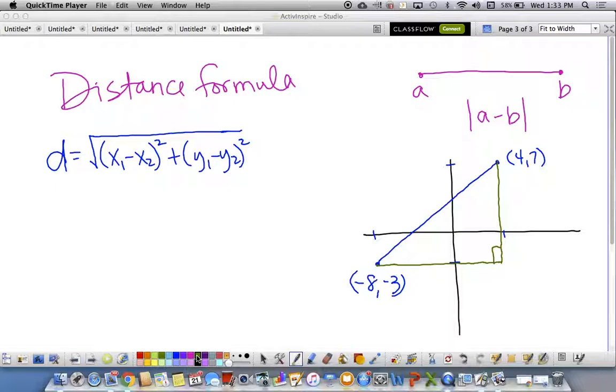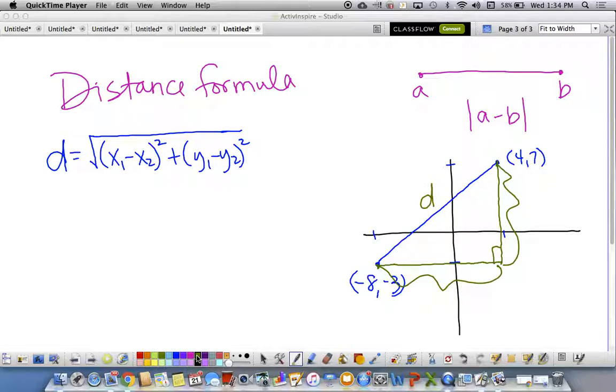Where the distance from here to here is what? It's the x's, negative 8 to 4, right? The difference of the x's squared. What about this distance here? Oh, is that the difference of the y's? It's really this. Squared. Does that look familiar to you? The distance here squared plus the distance here squared can equal the distance that I'm looking for squared.